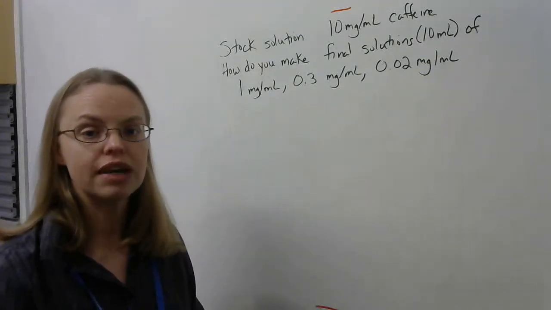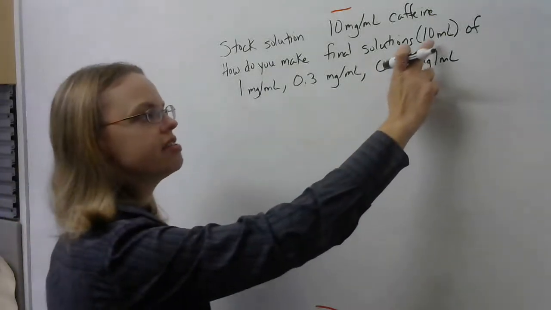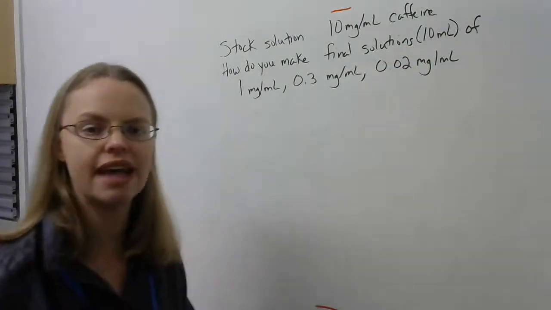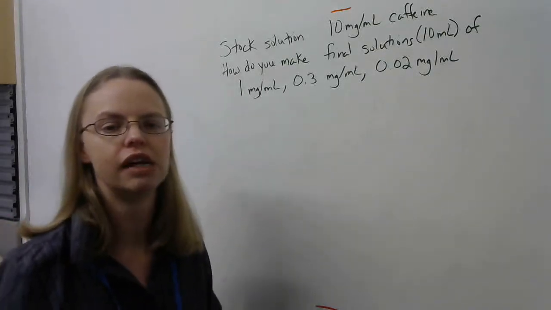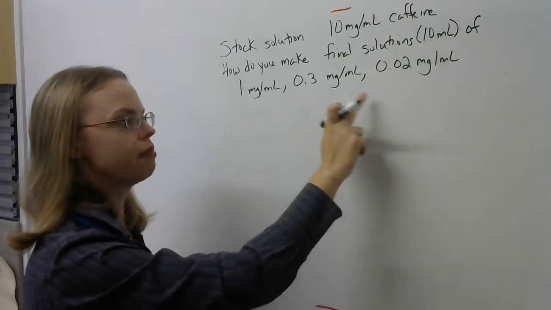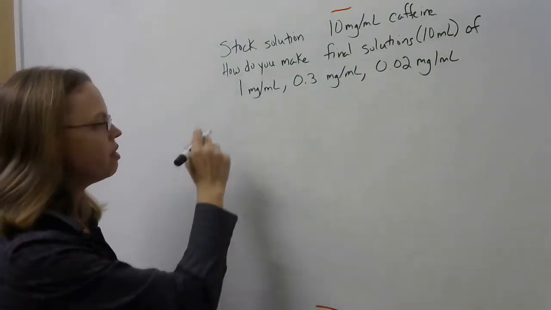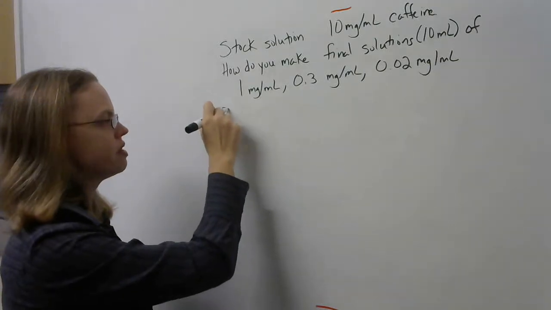You've done that. Now you want to make final solutions. In this case, each of those, the instructions say to make 10 mL, so we're going to use a 10 mL volumetric. And we want them to be 1 mg per mL, 0.3 mg per mL, and 0.02 mg per mL. So there are kind of two approaches to doing this.